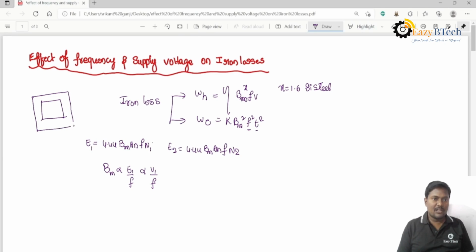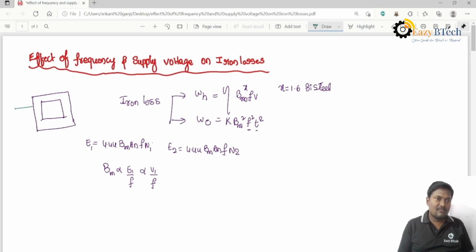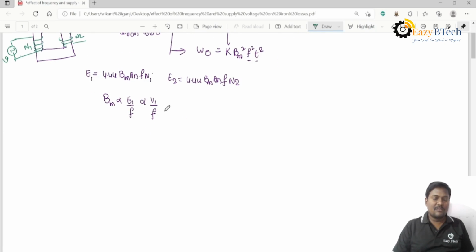This is a core type of transformer. I have wound the primary winding on one limb and the secondary winding on another. The primary winding has N1 turns and the secondary winding has N2 turns. I am giving a sinusoidal voltage. So Bmax is directly proportional to V1 divided by f. If Bmax is constant, that means the V by f ratio is constant. If the V by f ratio is constant, then Bmax is also constant.